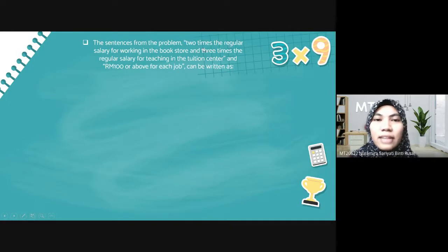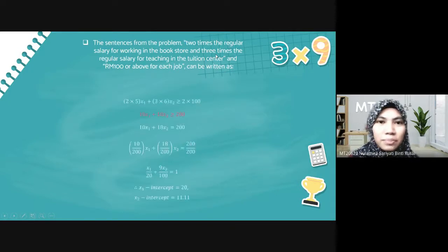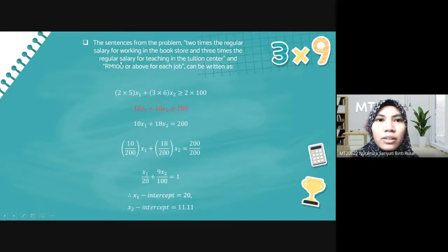This is one of the sentences: 2 times the regular salary, 2 times, and 3 times for teaching in the tuition center, and 100 ringgit or above for each job. She works 2 jobs, so we multiply 100 by 2. And then this is the first constraint.